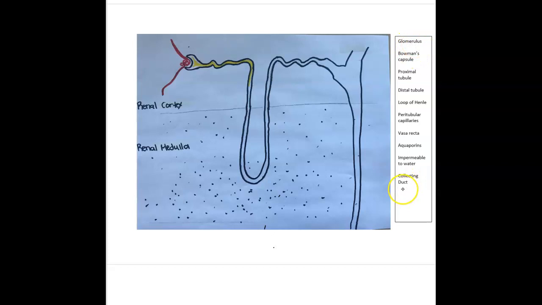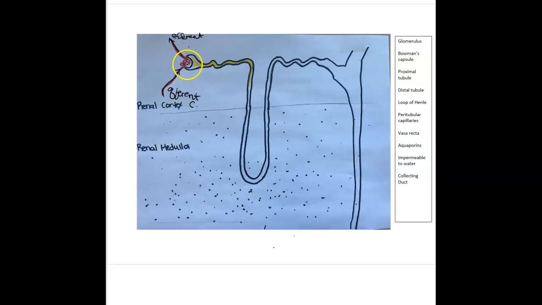And a couple of the words that I didn't put on this list that I should have: one is the afferent capillary, A-F-F-E-R-E-N-T, the afferent capillaries, and that's the blood going into the nephron, and the efferent, E-F-F-E-R-E-N-T, that's the blood coming out of the nephron.